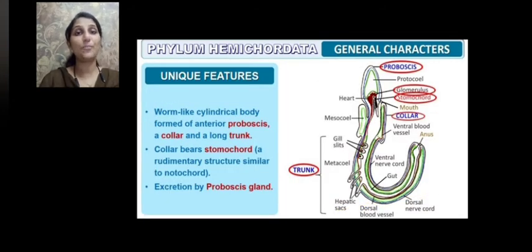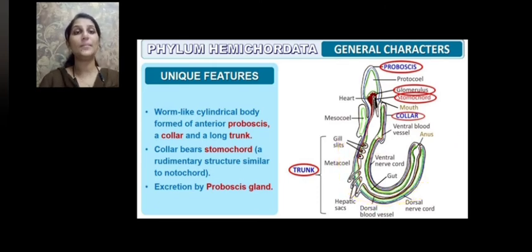Unique features: the body, as we can see, is worm-like, and the body shape is cylindrical, and it is divided into an anterior part which is called a proboscis, the middle part which is called a collar, and the long end part which is called a trunk.